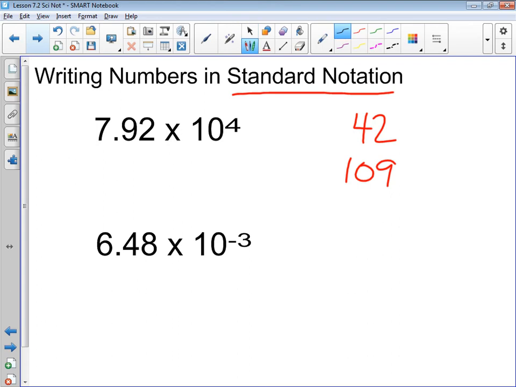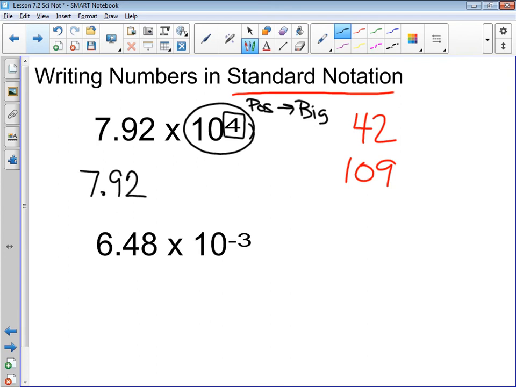So 7.92 times 10 to the 4th represents a really big number. How do I know that? Because the exponent on the power of 10 is positive, which makes it a big number. So the way I change this number from scientific to standard notation is I start by writing the first part, 7.92.